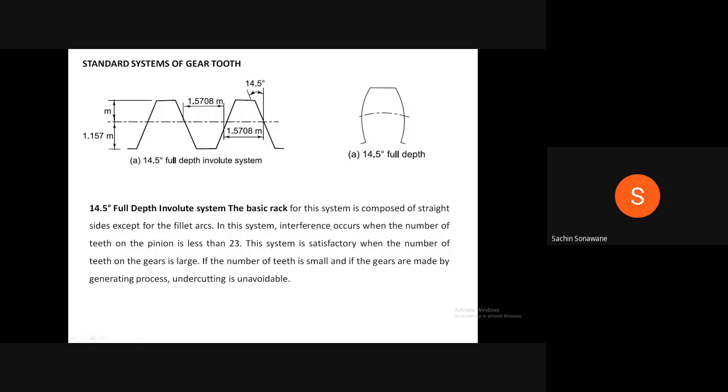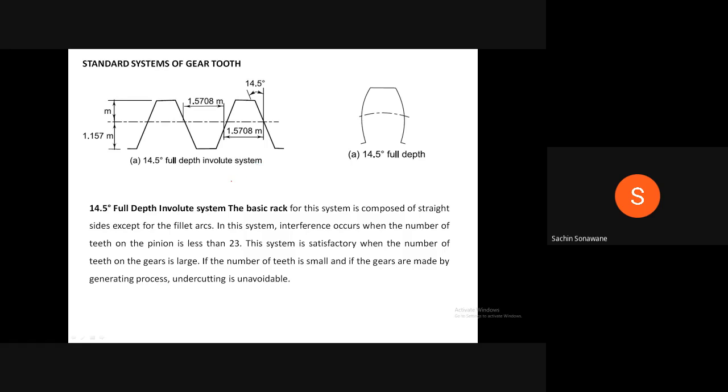Now, we have seen that there are two types of pressure angle in case of involute gear. First is 14.5 degree and next is 20 degree. Therefore, depending upon the pressure angle, there are systems of involute gear tooth profile. Therefore, first system is known as 14.5 degree full depth involute system.